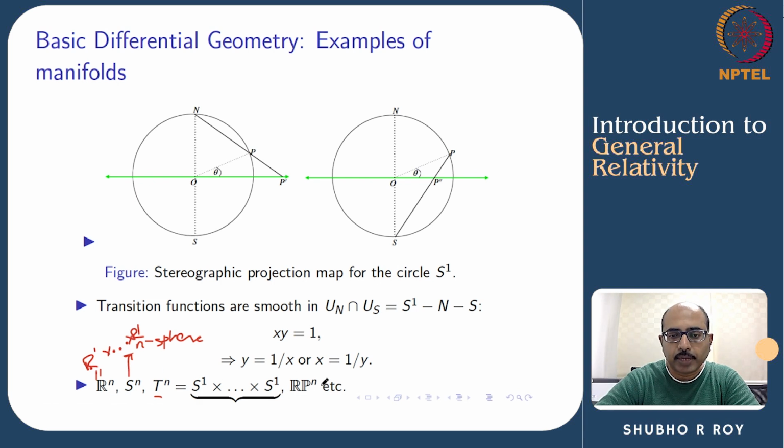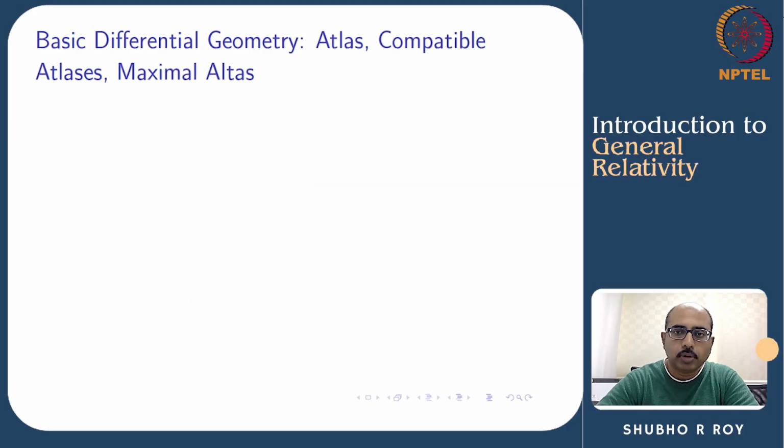Also, another manifold which features quite prominently in physics is the real projective space, RPn. I'm not going to explain this here, but please look up Nakahara's text for more details, which explains what RPn is. So these are something you should be familiar with, some simple manifolds. Now, let me come to the notion of an atlas.